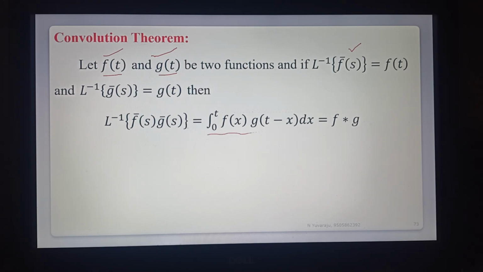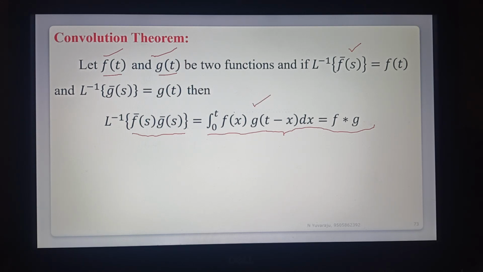This is the convolution definition of two functions f and g. Convolution is also equal to the L inverse of F(s) into G(s). That means finding the inverse Laplace transformation of the product of two functions, here F(s) and G(s). Given any function, first of all we separate it into two functions. Separating the two functions, we compulsorily know the L inverse of each. Then we find the product using this property, this formula.